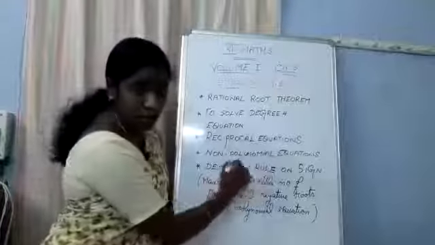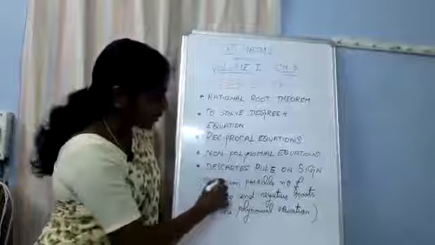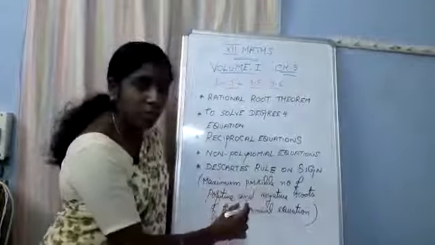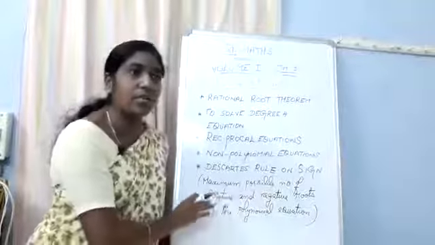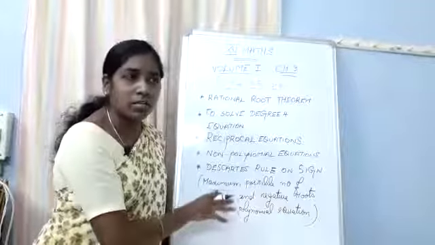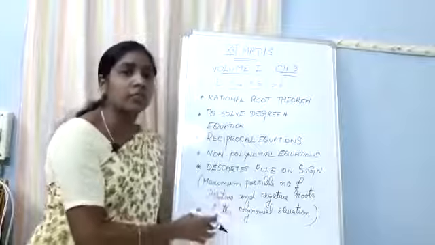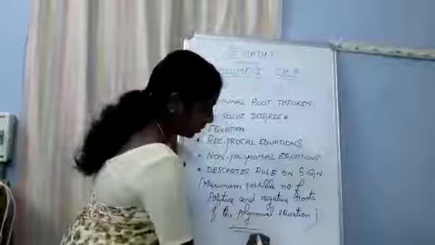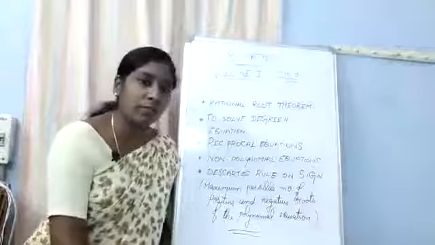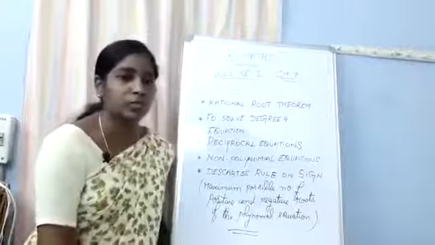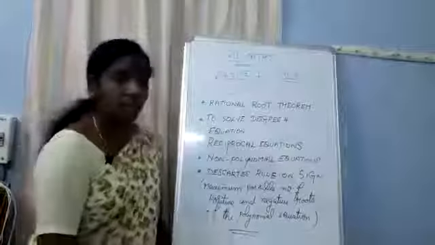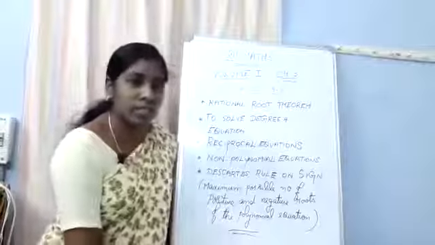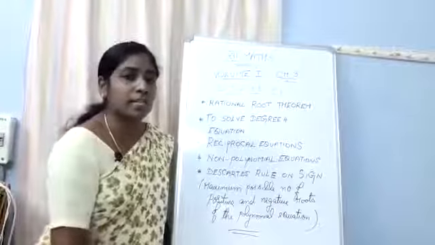Descartes' rule of signs. The meaning of this is that we are going to find the maximum number of positive and negative roots of the polynomial equation. So by seeing the equation itself, we can estimate how many positive and negative roots we'll be having in the equation. After completing these concepts, chapter 3, that is theory of equations, is over, students. So this is going to be the last exercise, that is 3.4, 3.5 and 3.6, and we are going to discuss those 3 exercises in this video.